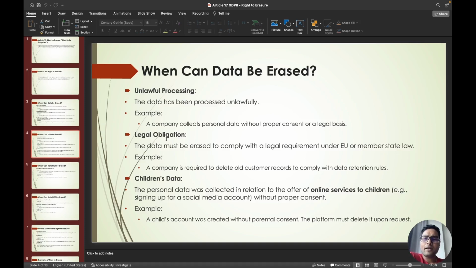Children's data: the personal data was collected in relation to the offer of online services to children, such as signing up for social media. That means if any online service is focused, and the target audience is children, and they have obtained the children's data without proper consent. We already read that if the targeted audience is children, then we need to take consent from whom? From their parent, if they are under a certain age, or this age limit varies from member state to member state. But if they are children, we need to take consent from their parent. So if the data controller has not obtained the consent from their parent, in such a situation the data can be erased.